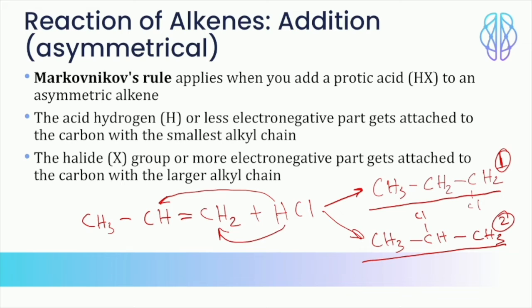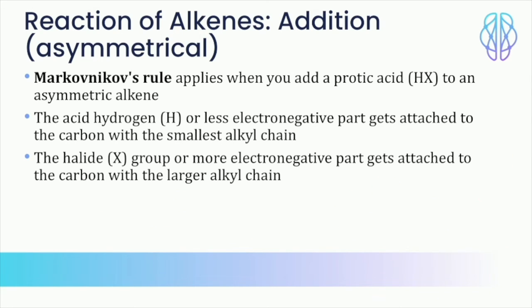You would think that it would be 50-50, you'd get equal amounts of both, but that's not entirely the case. And a rule that you need to know is Markovnikov's rule. He postulated that when you add a protic acid, so HX, where X could be chlorine, bromine, and so on, that could be hydrochloric acid, hydrobromic acid, and so on, to an asymmetric alkene. That's the key here, an asymmetric alkene. When that's done, the hydrogen will add to the carbon with the most hydrogens attached already to it.